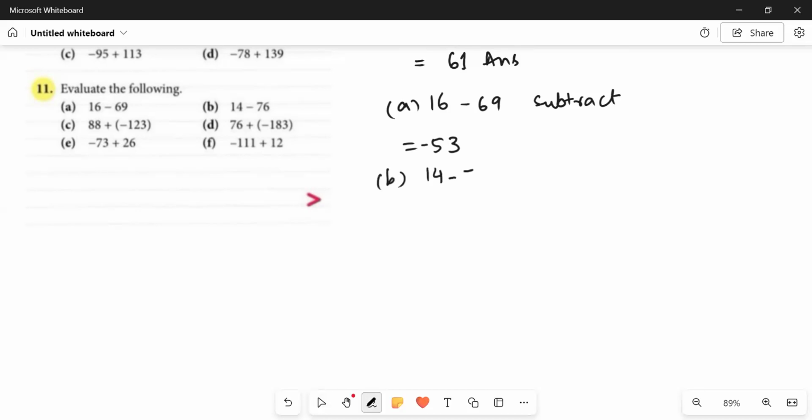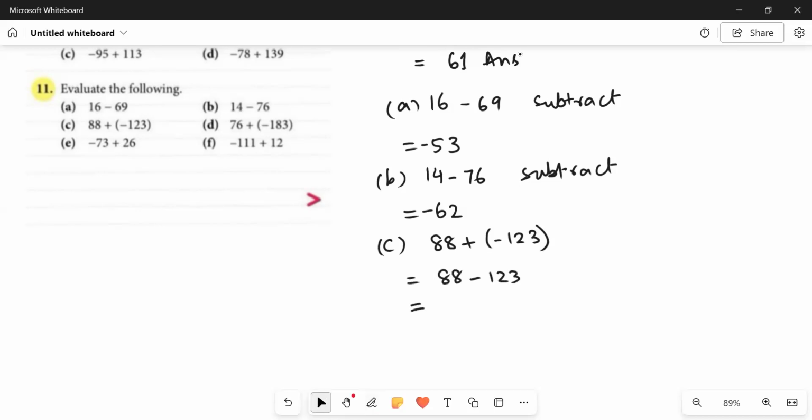Part B, 14 minus 76. Positive and negative, so we have to subtract. Subtract 14 from 76, you will get 62. 76 is greater, having a negative sign, so the answer would be negative. Part C, 88 plus minus 123. Now we have a bracket, solve the bracket first, plus minus 123. Now a positive and a negative integer together, so we have to subtract over here. When we subtract 88 from 123, we will get 35. And the sign would be negative. You see?